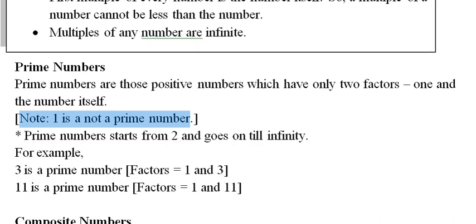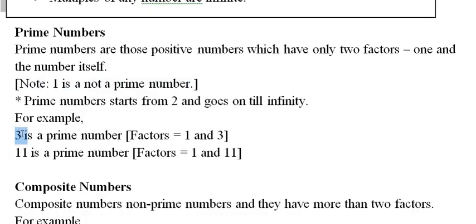Now I have taken two examples here. 3 is a prime number. Why? Because it has only two factors, 1 and 3. And 11 is also a prime number because it has only two factors. Any number which has only two factors, 1 and the number itself, is known as a prime number. The prime numbers start from 2, that is 2, 3, 5, 7, 11, 13, 17, 23, 29, 31. These are the prime numbers.